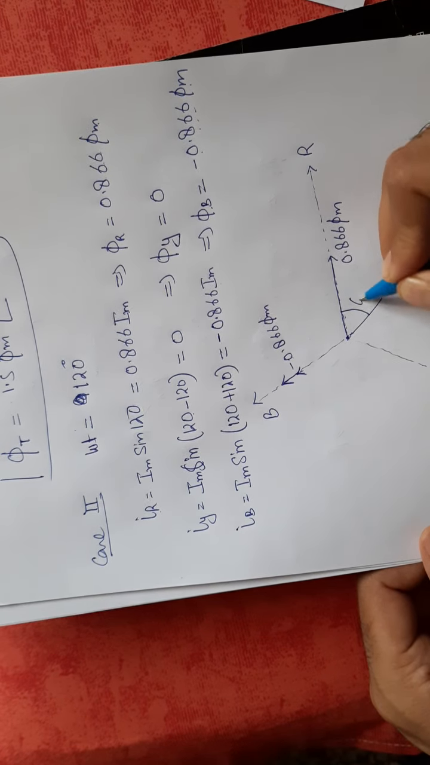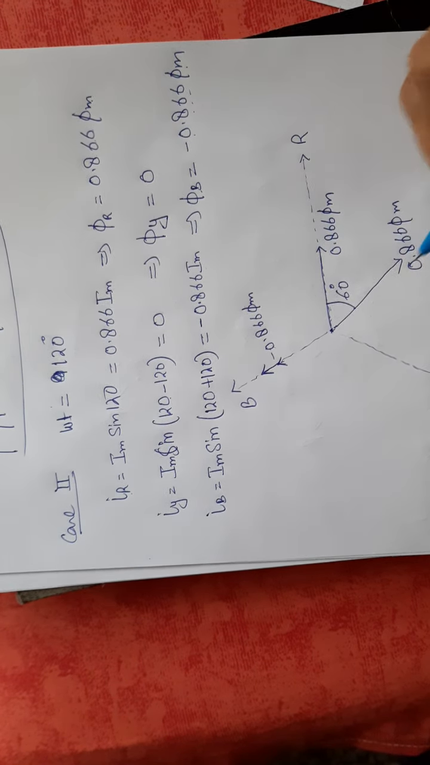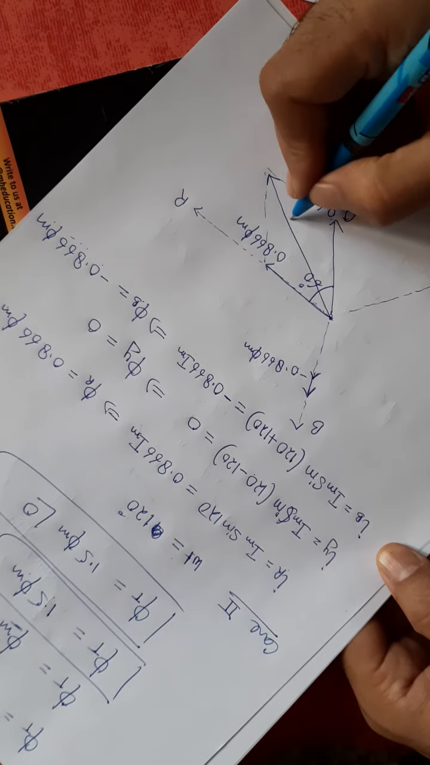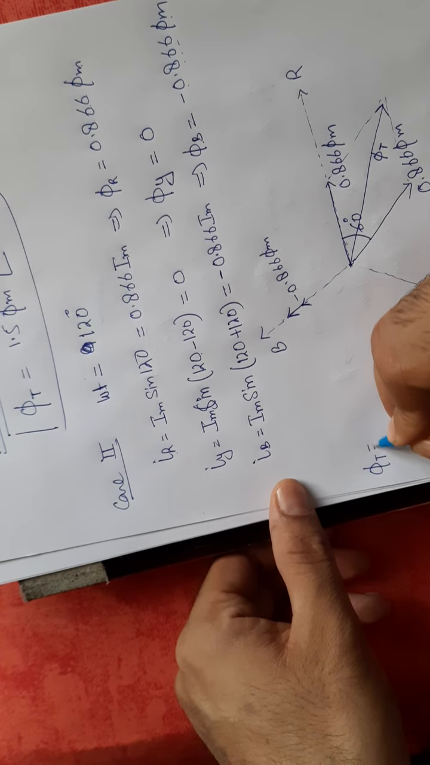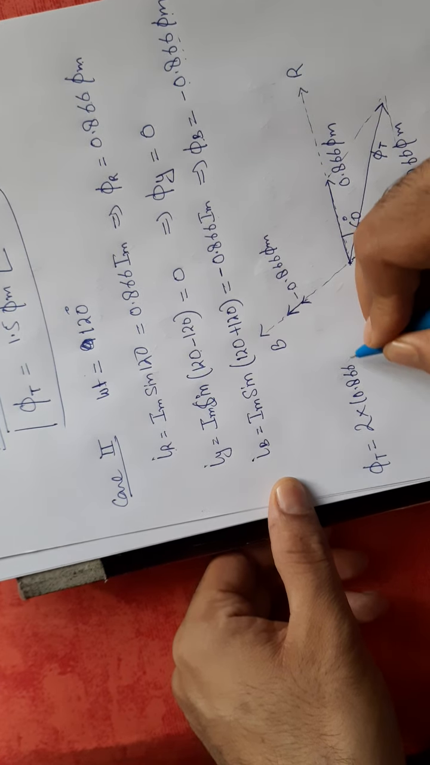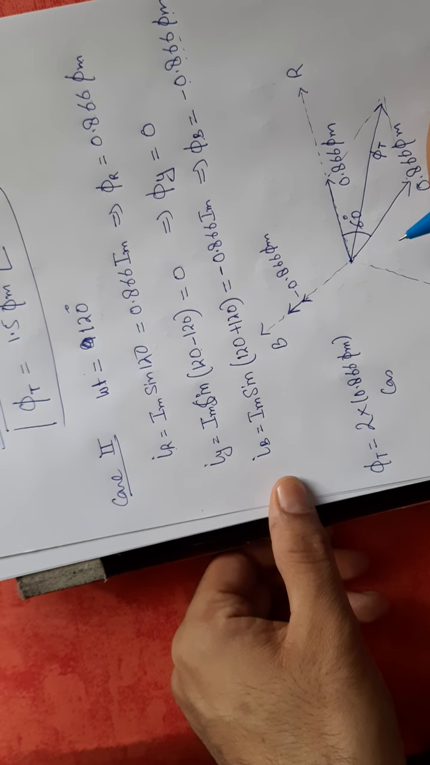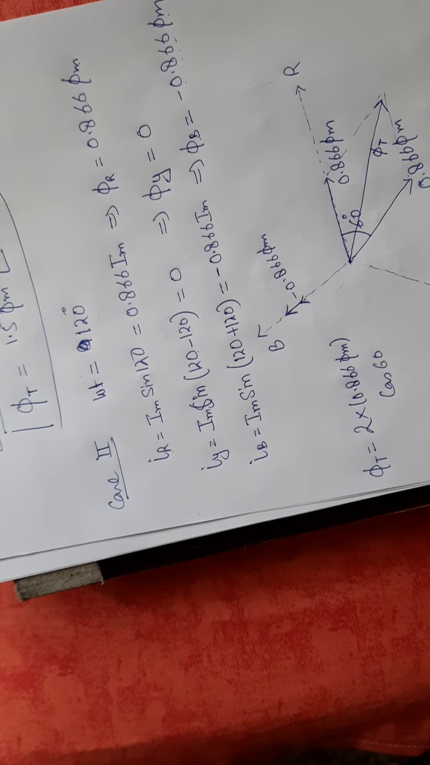I know that this is 60 degree. I have two equal vectors, so you know what the resultant vector is which I will get here. This is my phi t, phi total. So my resultant flux phi t will be equal to 2 multiplied by 0.866 phi m cos, what is the angle between the two? Cos 60. Let us see what is the value.